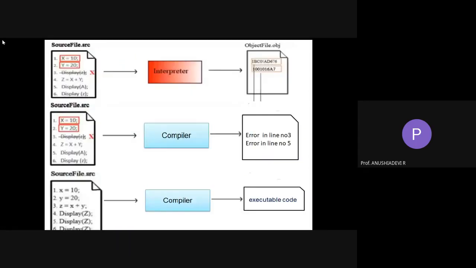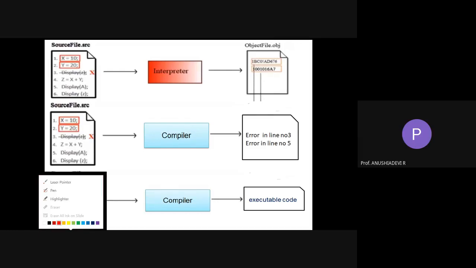So here is an example for the compiler. Tell me, ma'am. Ma'am, we already have an interpreter, then why do we need a compiler? The just-in-time compiler? You are asking about the just-in-time compiler? Yes, ma'am. I will explain.